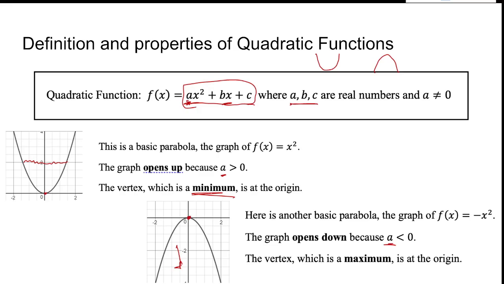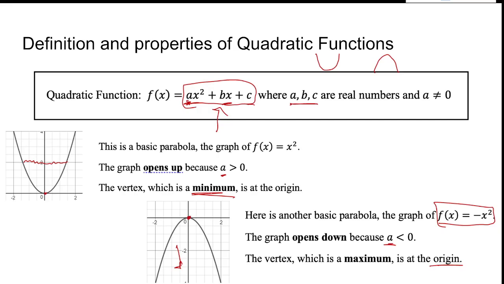And again, if it's just this function, negative x squared, it happens at the origin. But what we're going to see is as we take a look at the full force of a quadratic function, that vertex can move and be in different places, not just the origin. So that's kind of getting us set up so far.